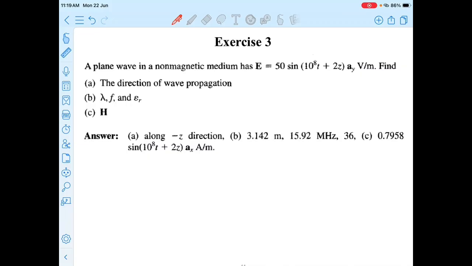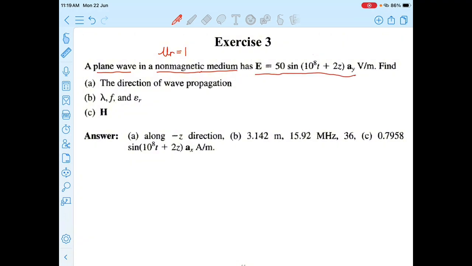Hi everyone. In this video, I'm going to show you how to solve this exercise 3. So you have a plane wave in a non-magnetic medium. What is a non-magnetic medium? It means that the relative permeability of this medium is equal to 1. So this refers to a non-magnetic medium. This plane wave has an electric field formula equal to this.